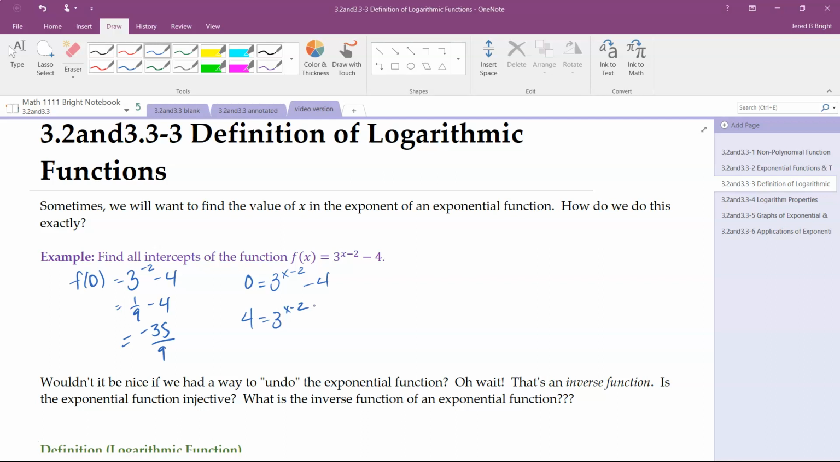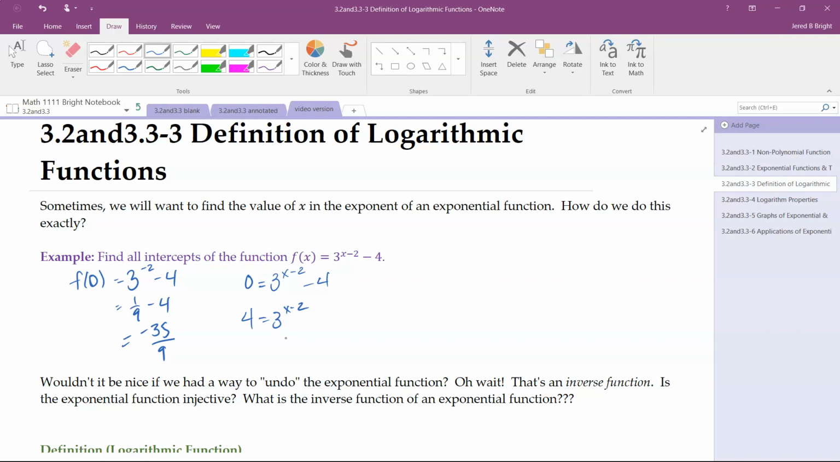So I'm stuck. But what I really want to do is get to the exponent, so I need to be able to undo this exponentiation process. That idea of undoing sounds a lot like an inverse function. Is the exponential function injective? Well, we said the exponential function is either increasing or decreasing depending on the base, so it's always going to be increasing. There's no place where there are two y values that are the same.